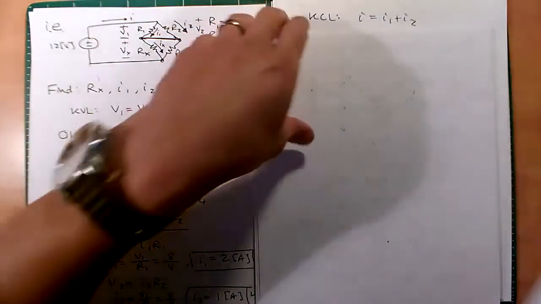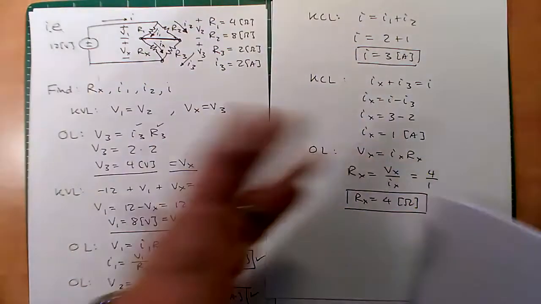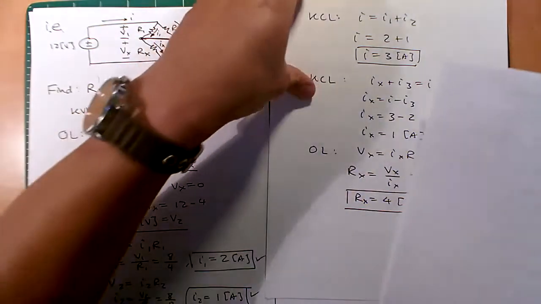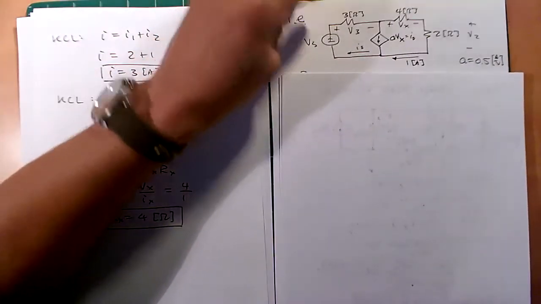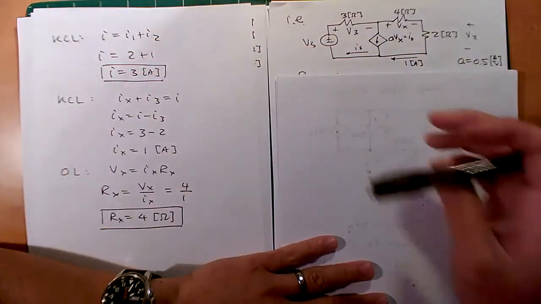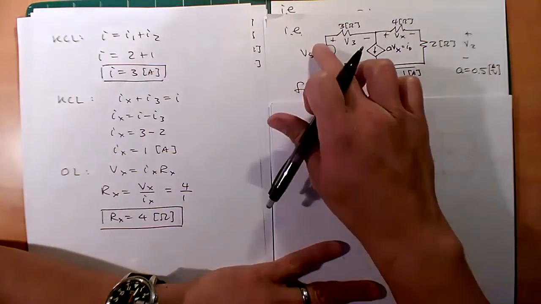All right, so let's put this over the side. Okay, solution is here, same thing. But now let's go and do the next problem. The next problem has a dependent source, okay? And the question asks, find this voltage here.